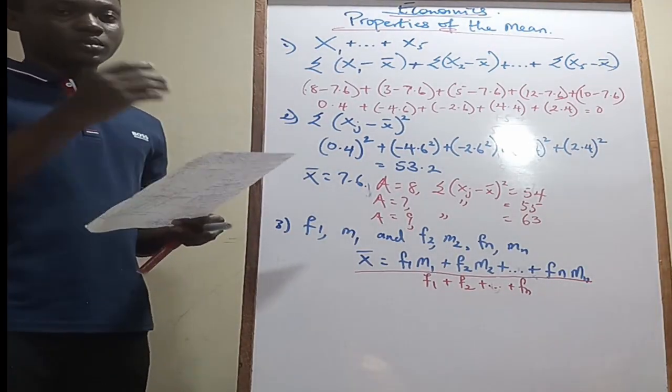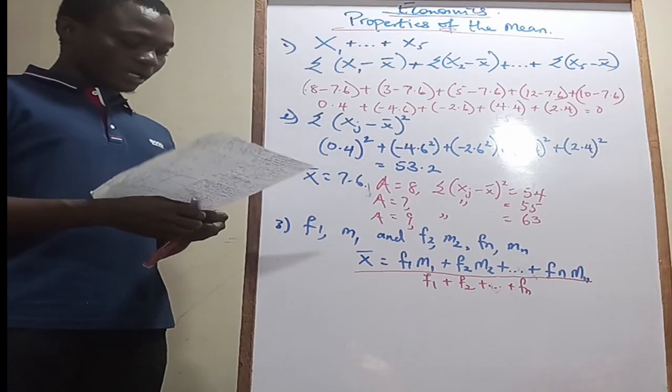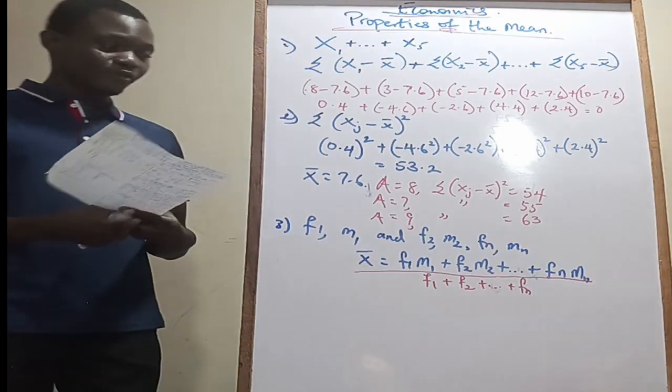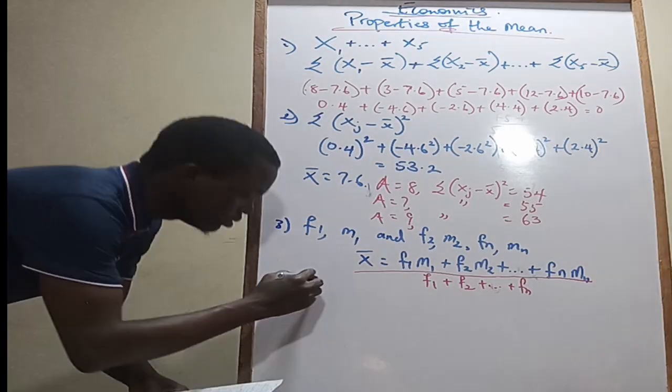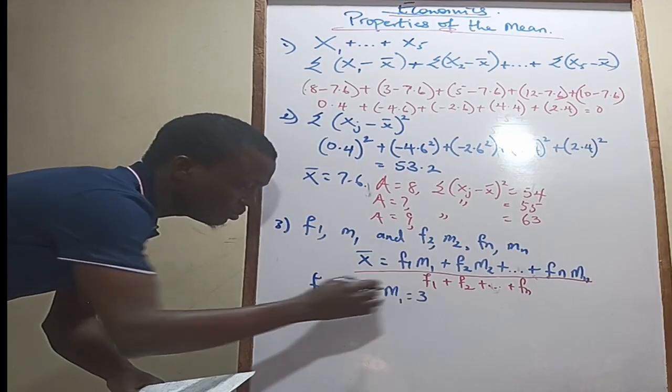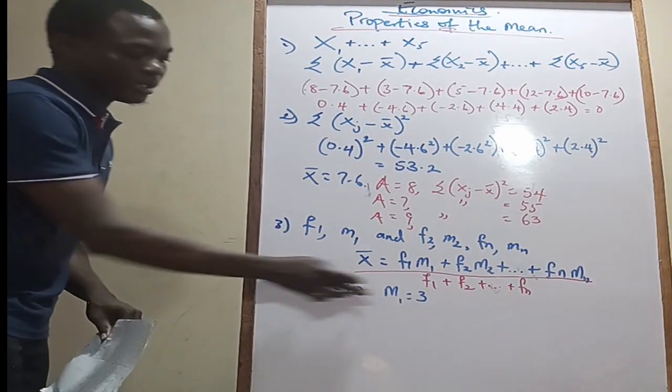So how do we apply this? For example, we are given that F1 is 10 and M1 is 3. F1 equals 10, M1 equals 3. What does this mean? It means that the mean of 10 numbers is 3.